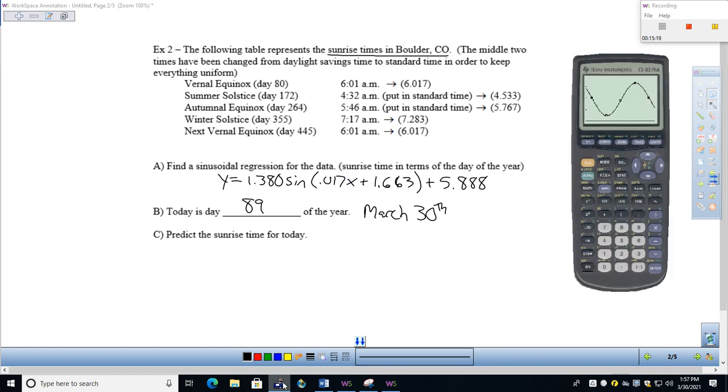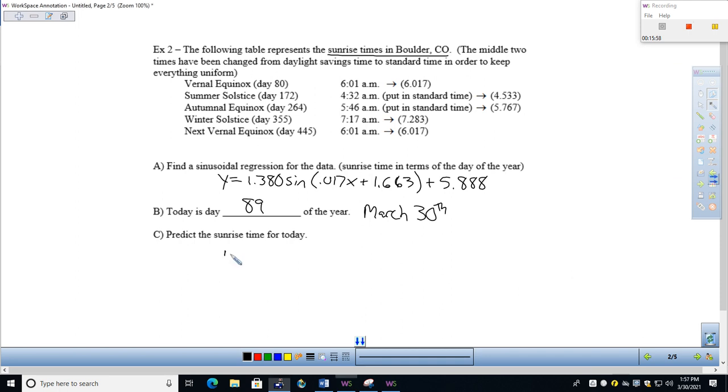So I'm going to go ahead and quit this for the moment. I'm in radian mode on the calculator for all these models. I'm going to type in 1.38, I'll throw the 0 in there just for kicks, sine 0.017 times 89, so my X value is the 89, plus 1.663, close it off, plus 5.888, and I get about 5.84.